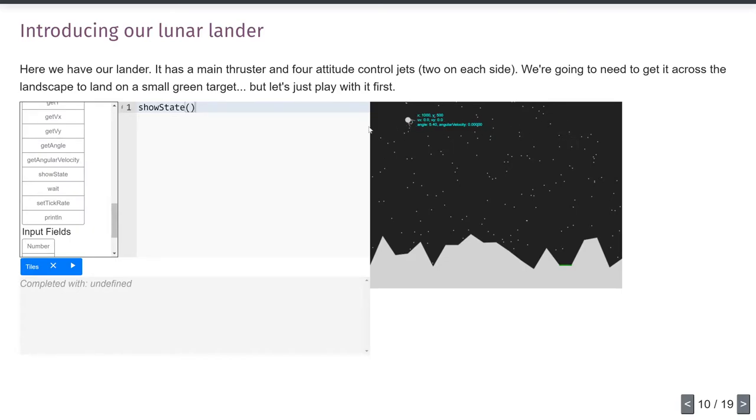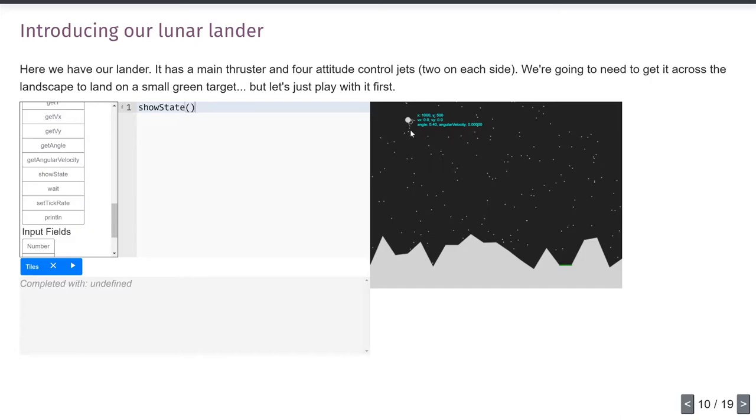Is it moving this way? Is it moving that way? It's got a velocity in the Y direction, how fast it's going downwards. It's got an angle, how far off center it is in radians. So 5.4 is kind of all the way around there. And it's got an angular velocity. How fast is it turning? And whether it's turning clockwise or anti-clockwise.